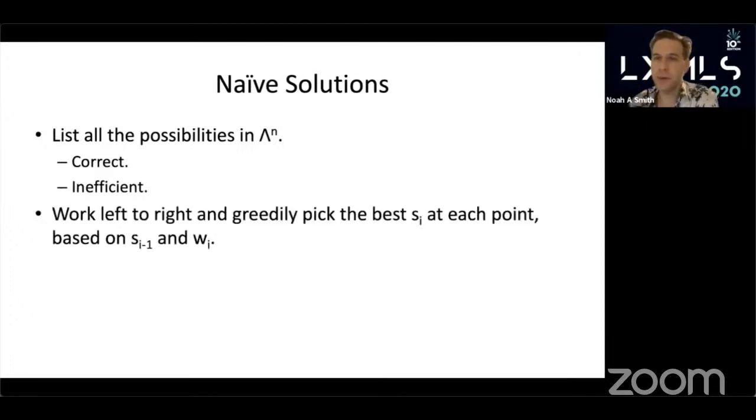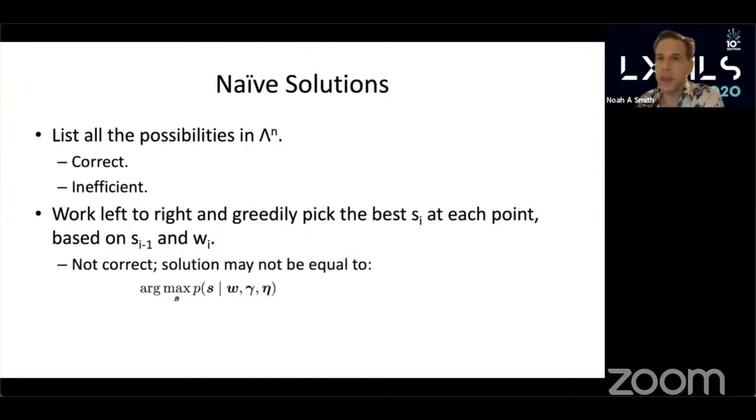Another thing that people are sometimes tempted to do is to start at the left edge and use the HMM probabilities to choose the most probable state at position i, given the previous state and the current word. Essentially, you'd be multiplying together the transition probability of S_i given S_{i-1} with the emission probability of W_i given S_i. And then you just work left to right.